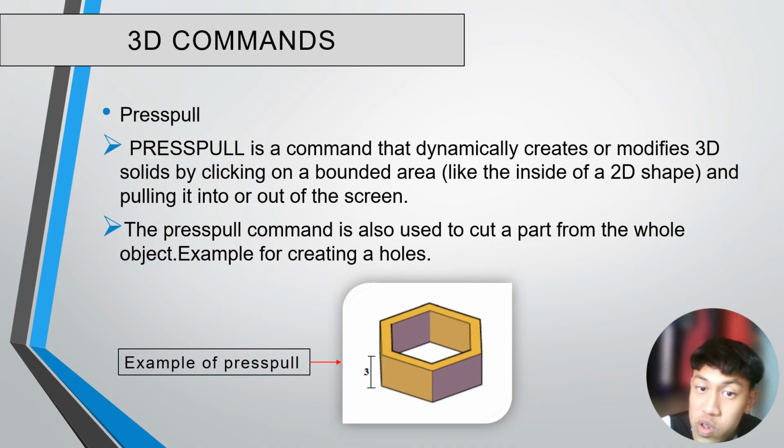The press pull command is also used to cut a part out from the whole object. So you can make two shapes and just pull the bounded area from outside the hole that you want. So you make a hollow solid.